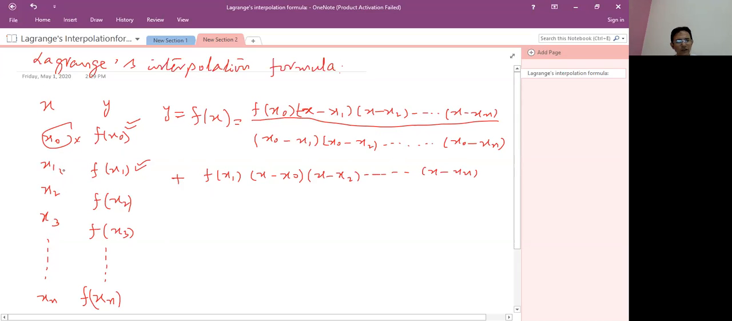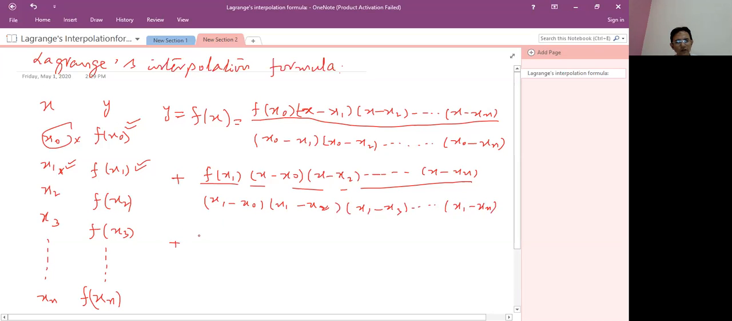But when we consider f of x1, so it means it will be skipped in the numerator. So x minus x naught, x minus x2, x minus x3, and x minus xn whole divided by x1 minus x naught in the denominator. We will consider this one in the denominator when we write here. So x1 minus x2, x1 minus x3, and up to so on, x1 minus xn.